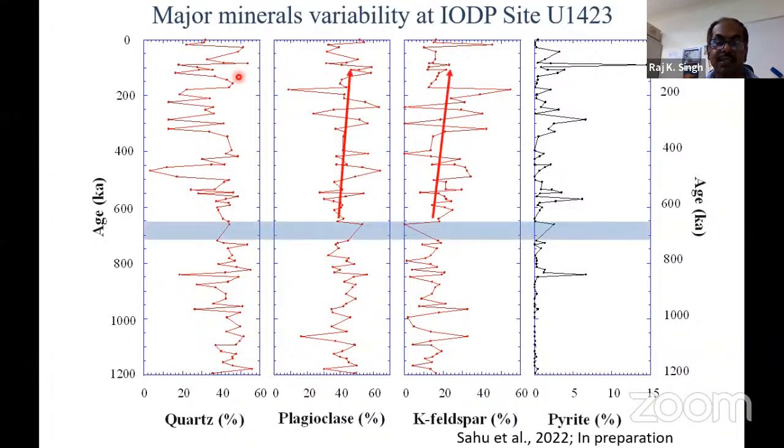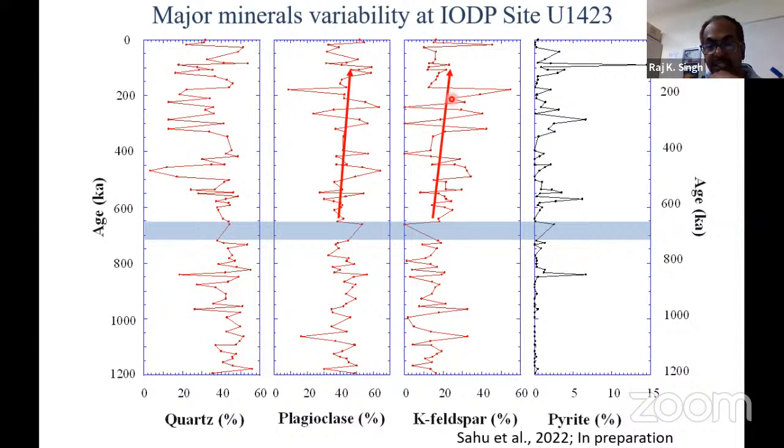We tried to understand the major minerals, and we found quartz, plagioclase, and feldspar. In a few samples we also get pyrite, suggesting some local anoxic conditions. Interestingly, plagioclase and feldspar, which are immature sediments, started increasing, which suggests that more coarser sediments are also coming from the nearby Japanese islands, which still have feldspar in their record.